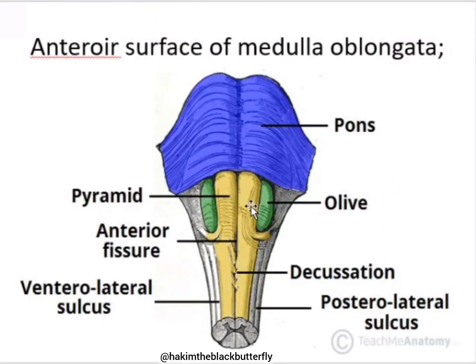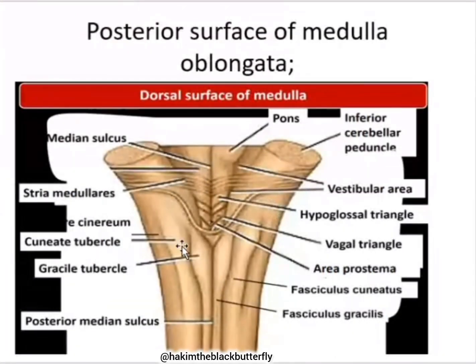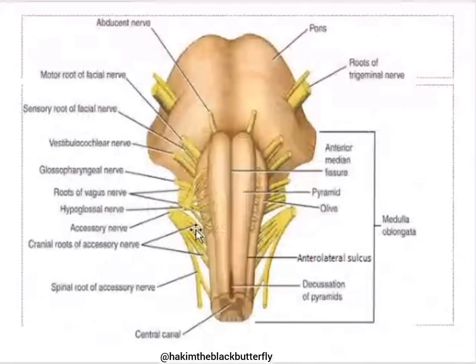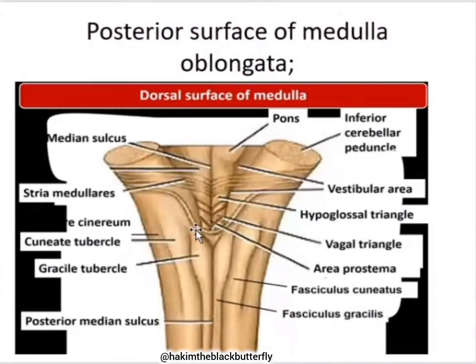So you can see our pyramids and then the olives deep to it. This was the anterior view. This is the posterior view of the medulla oblongata. And you're going to see two tubercles in the midline containing the nucleus gracilis, known as gracile tubercles. In the midline, they are separated by what we call the posterior median sulcus.